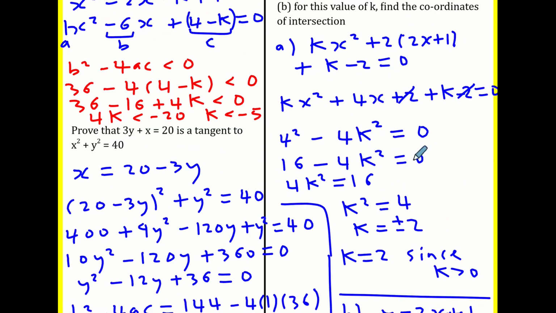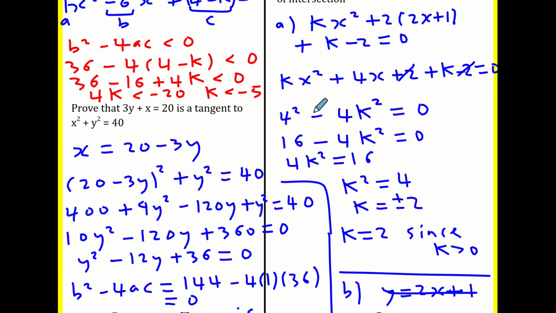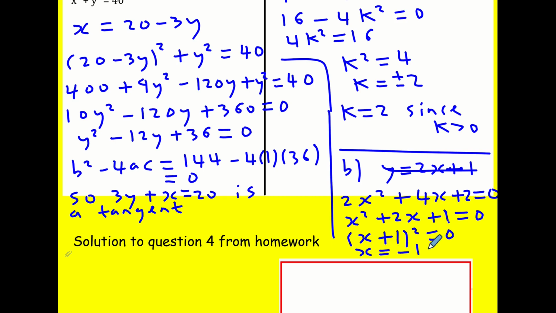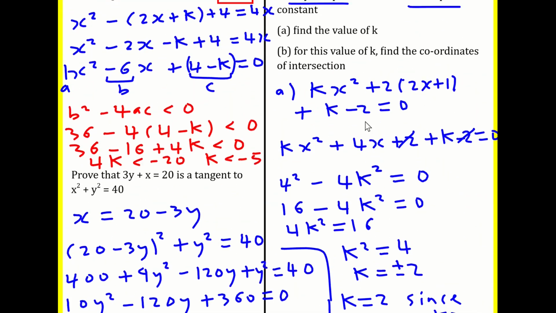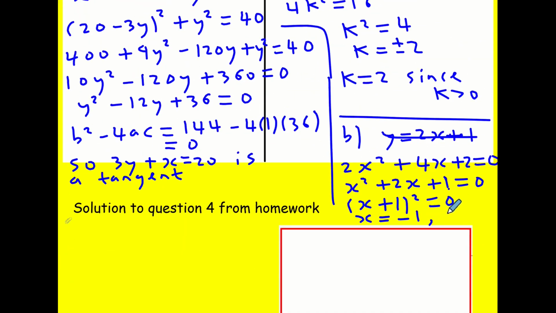I'm just substituting my value of k into the quadratic that I had when I combined them when it was in terms of k. Divide through by 2. And this factorizes really nicely to x plus 1 squared equals 0. So x equals minus 1. Substitute the minus 1 back into one of the originals, so into here. So 2 times minus 1 is minus 2, plus 1, that's going to be minus 1. y is minus 1.